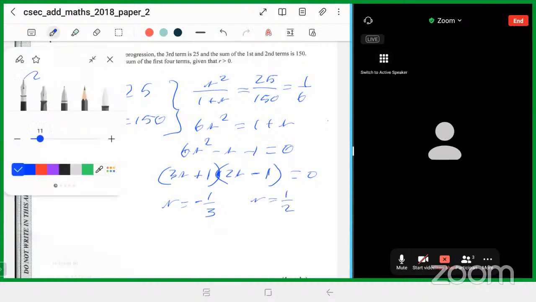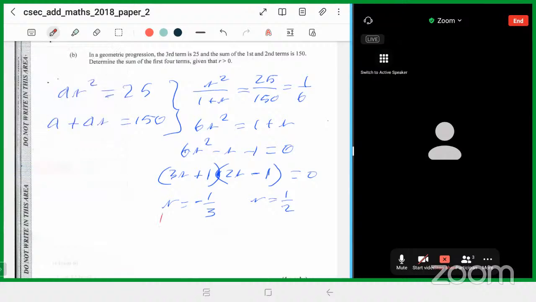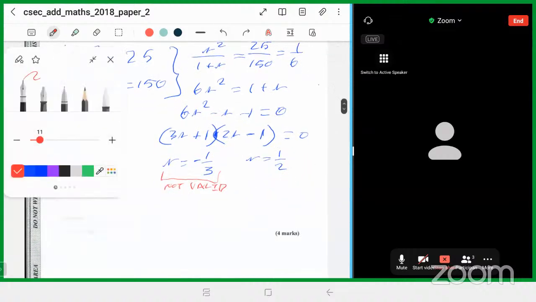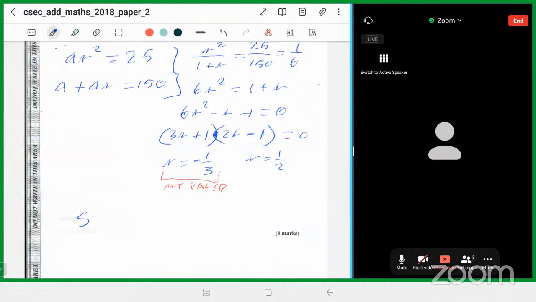This one is not valid. Why is it not valid? Because they tell us that R is greater than 0. So it's not valid. So this is my R. So what do I have now? I want the sum to 4 terms. Sum to 4 terms equals the first 2 terms, A and AR.